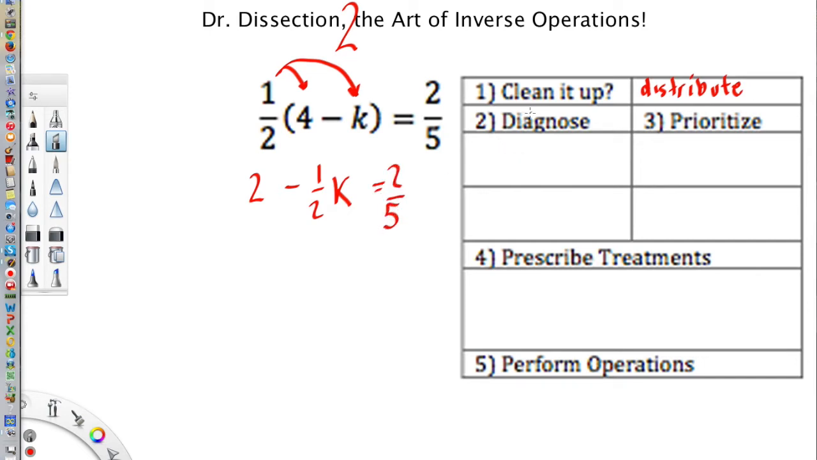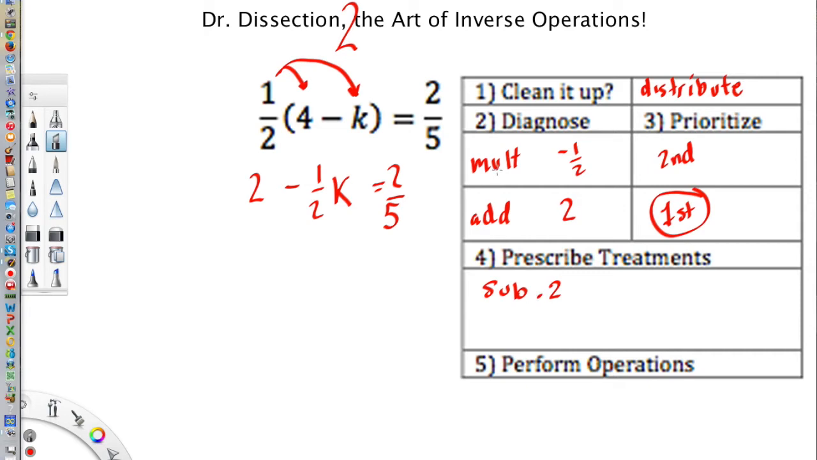Okay, I need to diagnose what's happening to my variable k. It's being multiplied by a -1/2, and it's also being added to by 2. Okay, this would be my first injury to treat, anything that's being added or subtracted to the variable, and then my second injury that I need to treat is anything being multiplied or divided by. Okay, my treatments for these injuries, the inverse operation of adding 2 is subtracting 2.